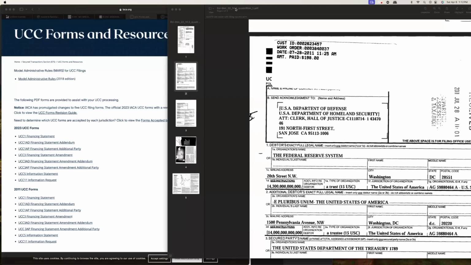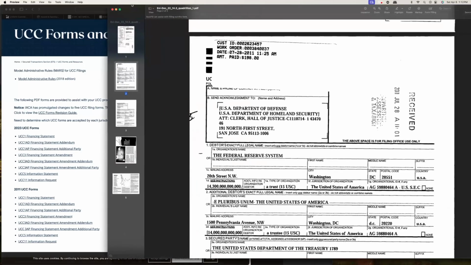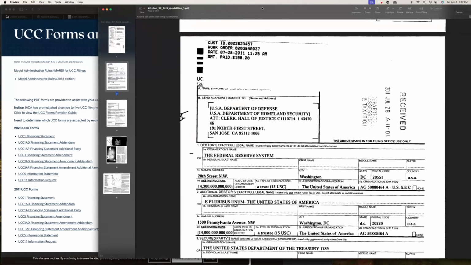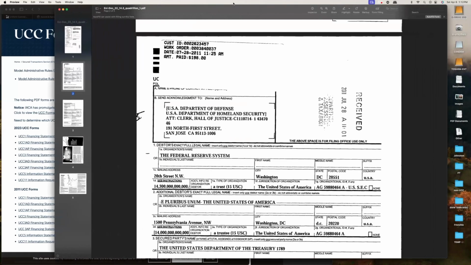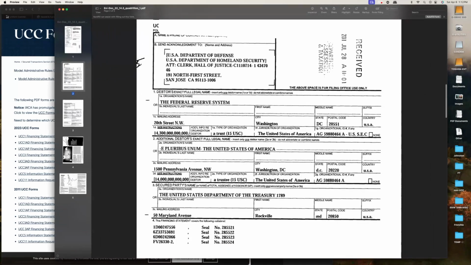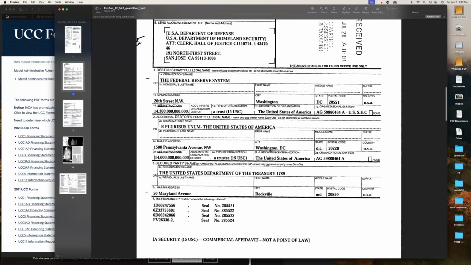So without further ado, let's just start sharing my screen. Let me show you what we're going to talk about. All right, so you guys know about this form here. The big $14.3 quadrillion lien by the U.S. Department of Agriculture. Who's the secure party? The United States Department of Treasury, 1789.